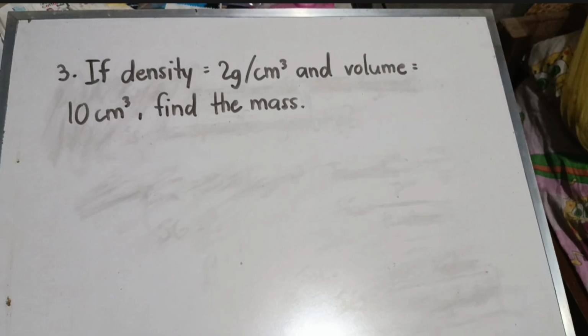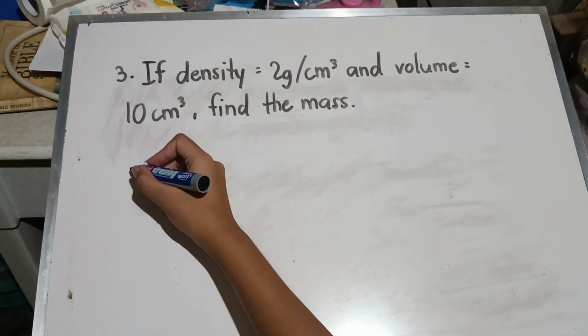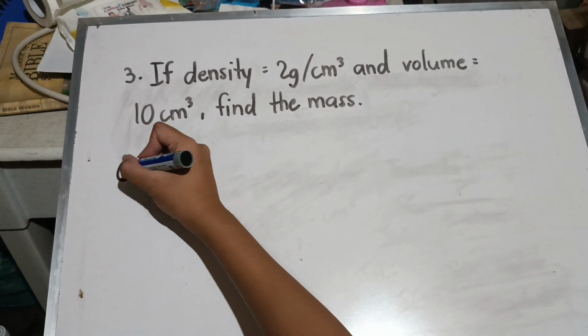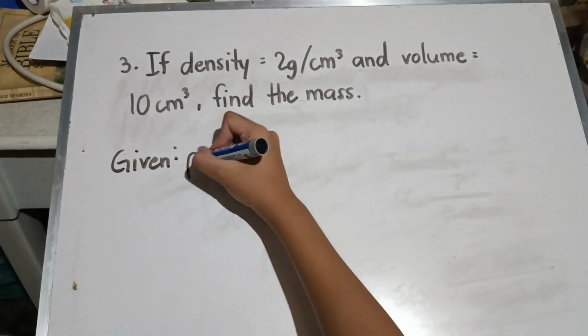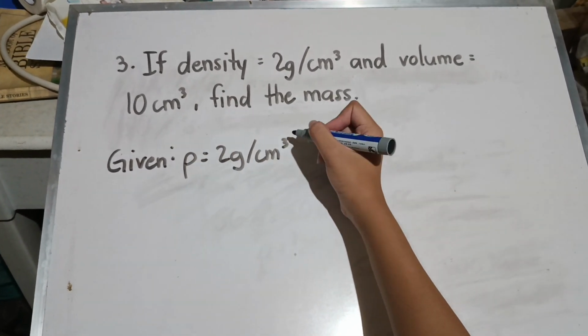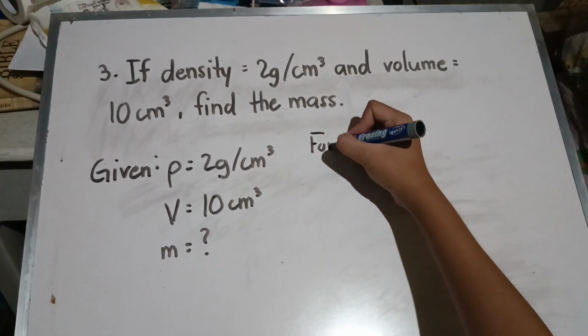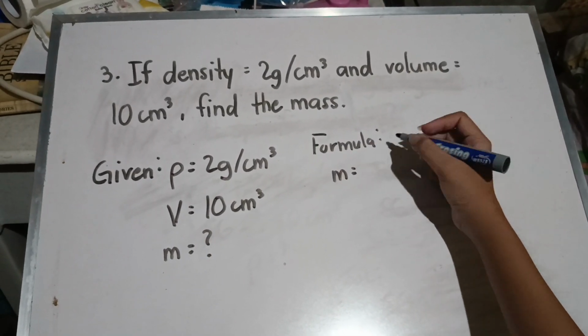Problem number 3. If density is equal to 2 grams per cubic centimeter and volume is 10 cubic centimeter, find the mass. Feel free to pause the video and give it a try. Let's write the given first. Our density is 2 grams per cubic centimeter and our volume is 10 cubic centimeter. Since we are looking for the mass, we are going to use the formula mass equals to density times volume.